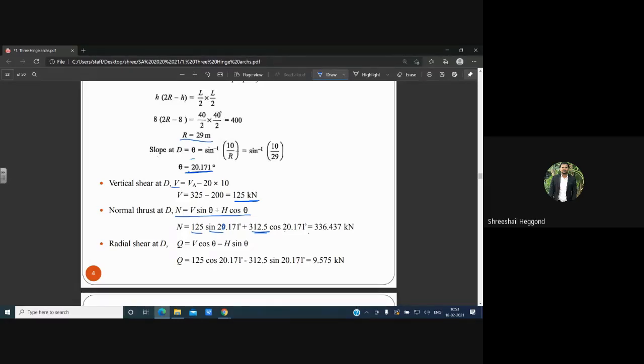And the radial shear can be calculated as Q equal to V cos theta minus H sin theta. V is calculated as 125, and theta angle is known to us. H is already calculated in the previous, and again theta value is known. Therefore, the value of the radial shear at D point can be calculated as 9.575.